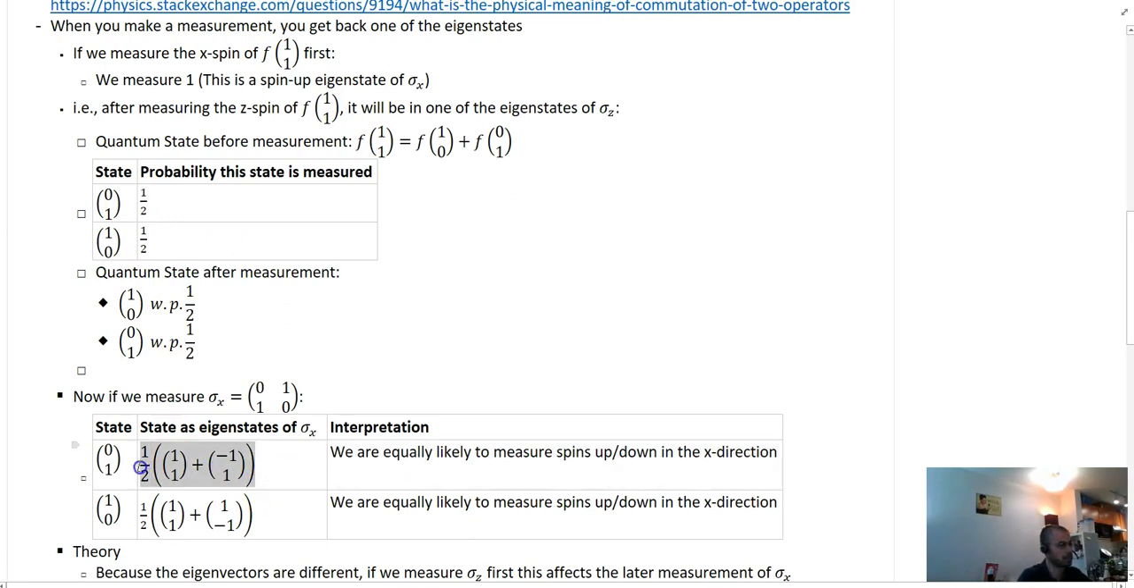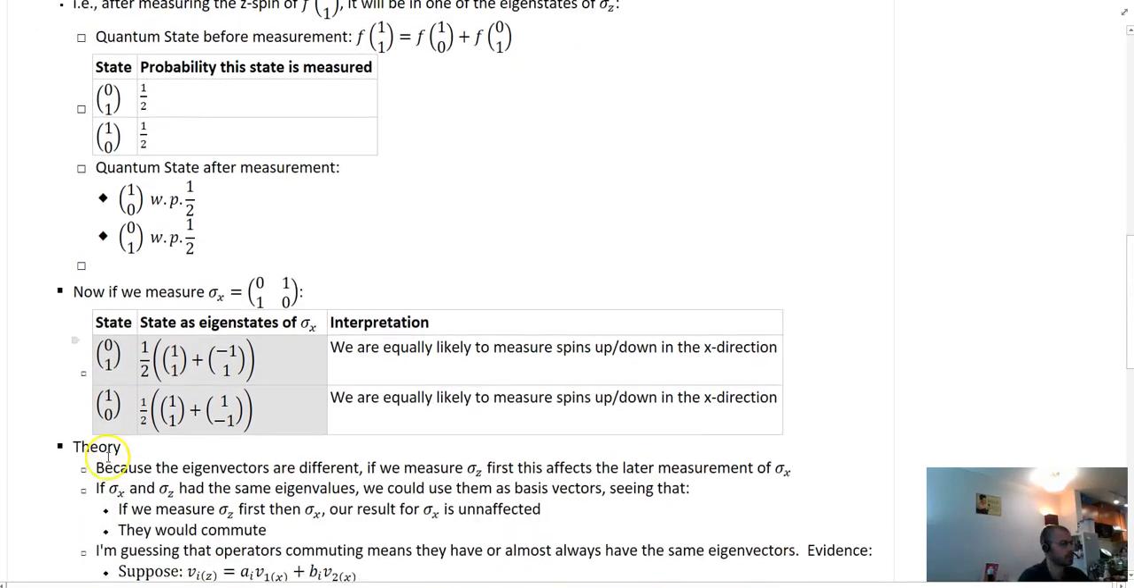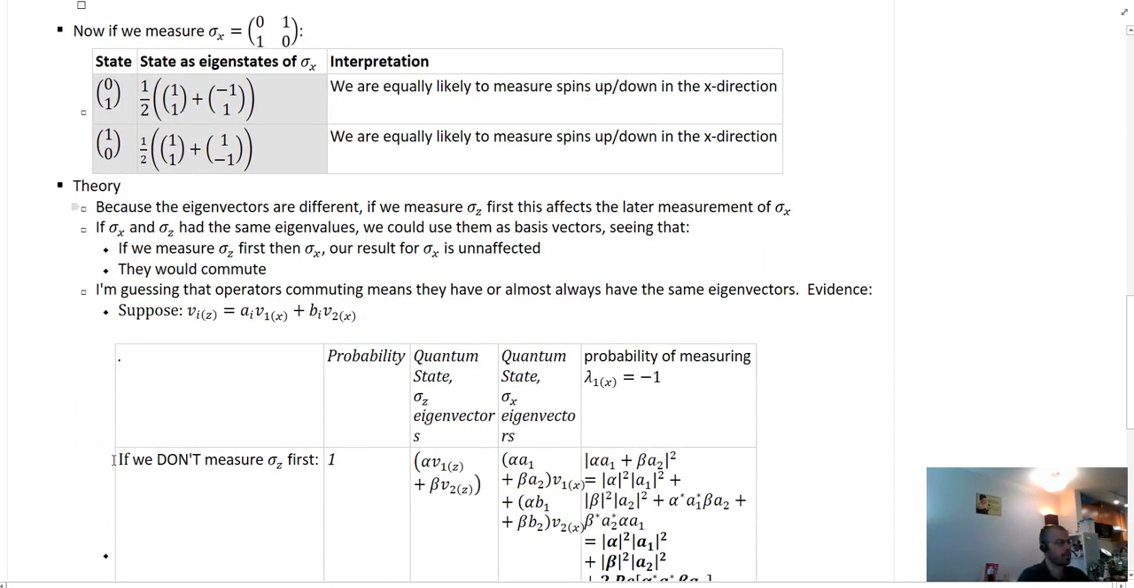So when you make later measurements, it's different, right? You can see here how we can't just measure z and then measure x without our results being altered. It was spin up, but after we measure x, now we have a 50-50 chance of getting spin up or down in the x direction. Cool. So I wanted to go over a bit more theory about when this happens and how this relates to operators commuting.